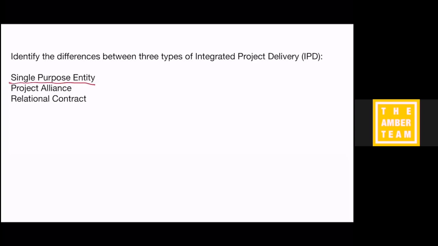And the single purpose entity, you, the architect, you've kind of said, okay, I'm going to create a temporary legal agreement. And I'm going to make a new company, maybe an LLC, and I'm going to join up with the, let's keep it simple, join up with the contractor and the owner, and we're going to make this new company. And the architect's going to own 15% of the company, and the owner's going to own 55%, and the contractor is going to own the rest.